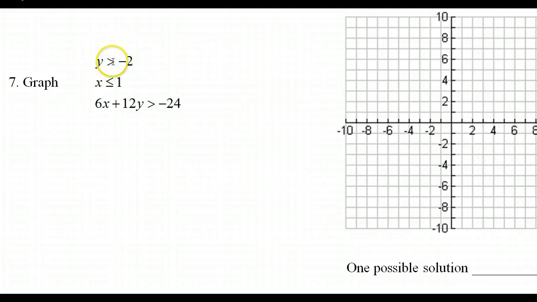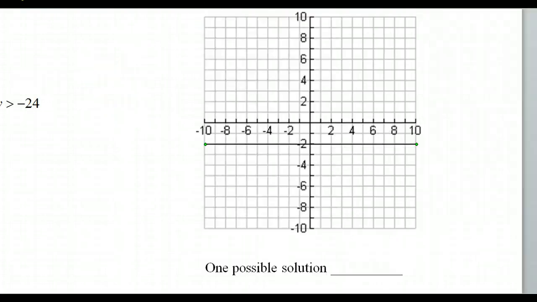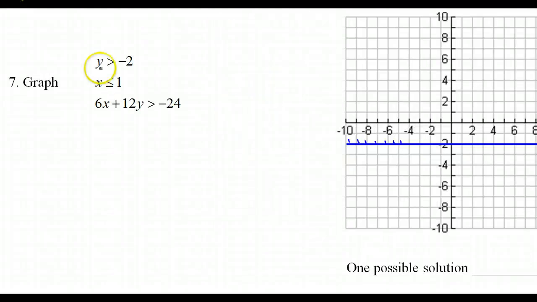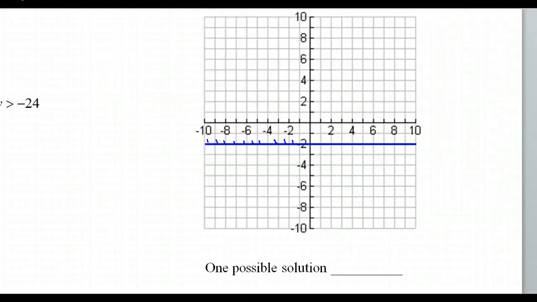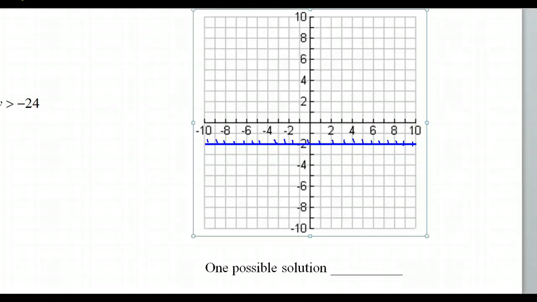This is going to be a horizontal line because y equals negative 2 is a horizontal line. Let's go ahead and graph that first. Okay, so the line y equals negative 2 is going to look like this. Let's go ahead and make it blue. Because it's greater than, we're going to do a little shading on the above side of the line. Okay, I forgot to make it dotted because it's greater than. I'll do that in a second.